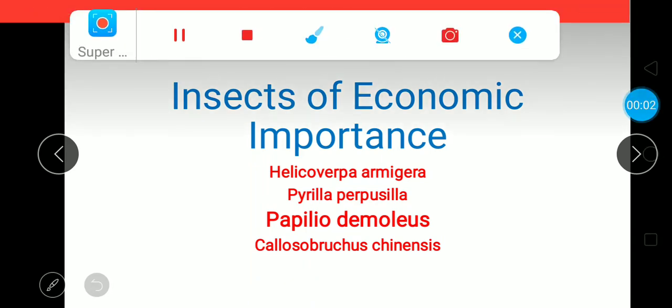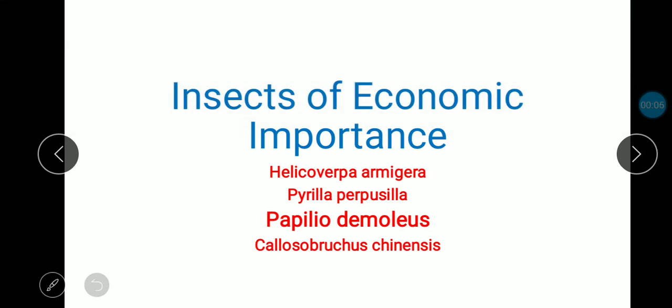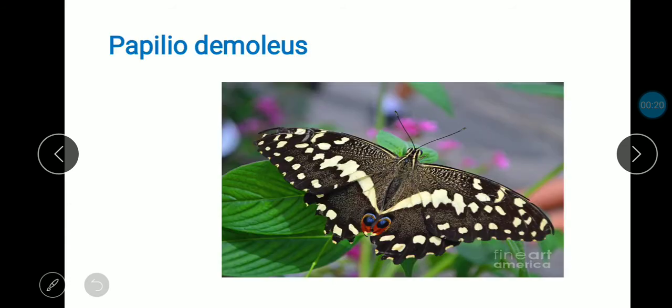In this video, we are discussing the next pest or next insect, Papilio demoleus. In the last video, we studied two other pests. This pest is a pest of the citrus plant. The name is Papilio demoleus. In this photograph, you can observe the adult stage of Papilio.